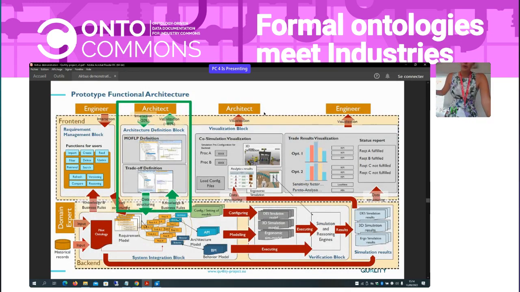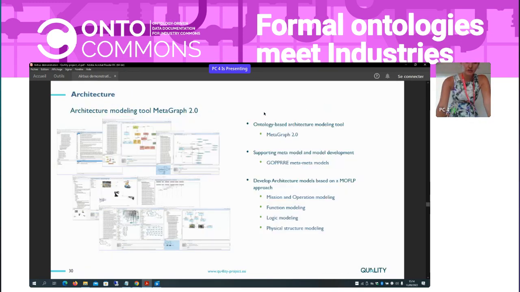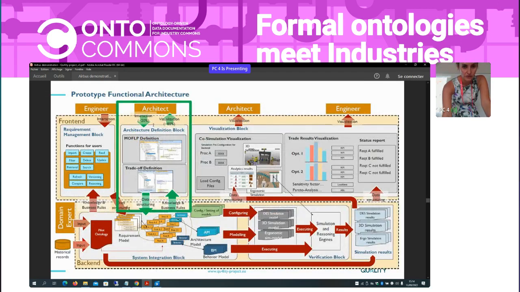After the requirement management block comes the architecture definition block. Here you see there are two different functions. One is an interaction where an architect defines the system from the beginning, so they model the systems. The second is when we trigger the automatic generation of architecture options. From a design requirement, the algorithms were triggered so that we can propose different architecture alternatives to the architect. He can check and then see which ones he wants to simulate.